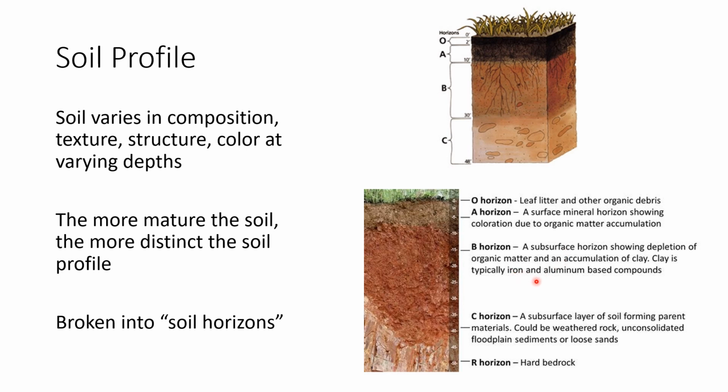Next, we have the B horizon, which is an area that's a little bit more depleted of minerals, but plant roots, as you can see in this diagram, can reach all the way down through the B horizon. Next, we have the C horizon, which is partially broken down parent rock material, and then beneath the C horizon, we have the R horizon, which is completely unweathered hard bedrock.